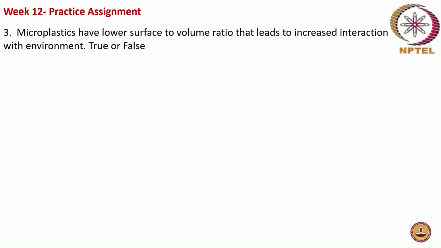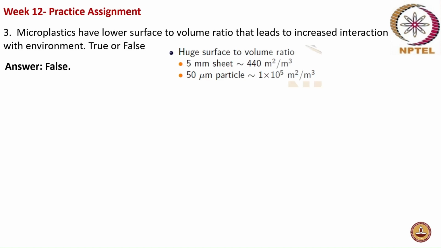Microplastics have lower surface to volume ratio that leads to increased interaction with the environment. Is it true or false? Do they have low surface to volume ratio that actually leads to increased interaction with the environment? It is actually false. The microplastics have higher surface to volume ratio. They have huge surface to volume ratio.